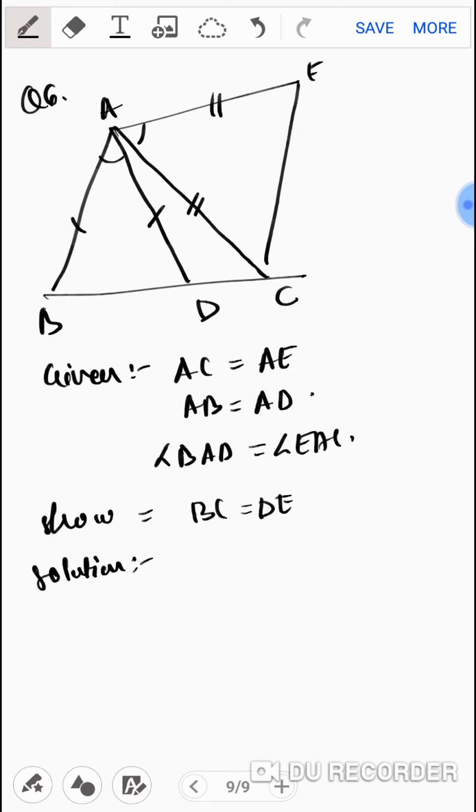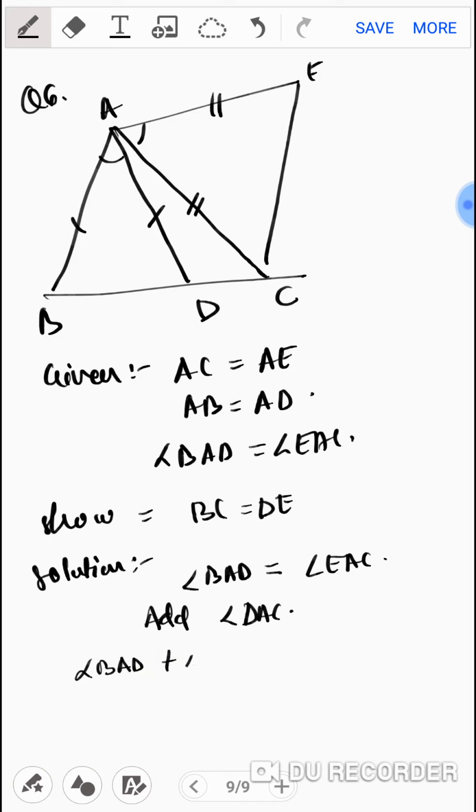It is given angle BAD is equal to angle EAC. What you can do is, if I add on both the sides angle DAC. So what it will become? BAD plus angle DAC on my left hand side. On my right hand side also EAC plus angle DAC. Yes, my dear kids, are you getting my point clear?